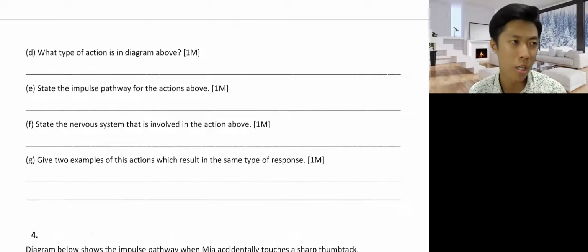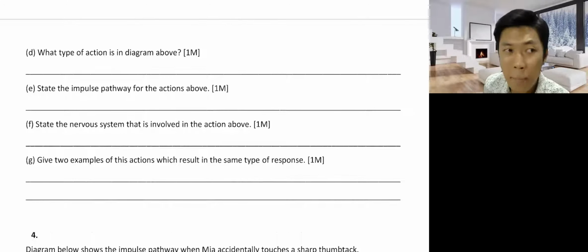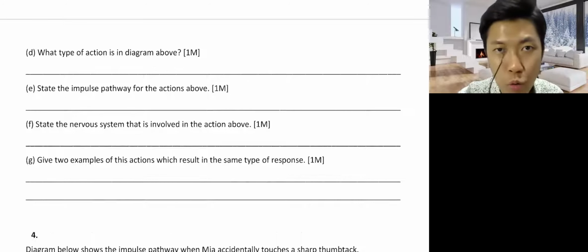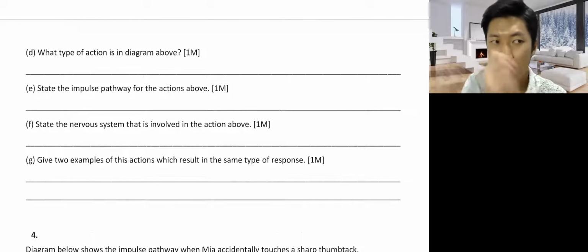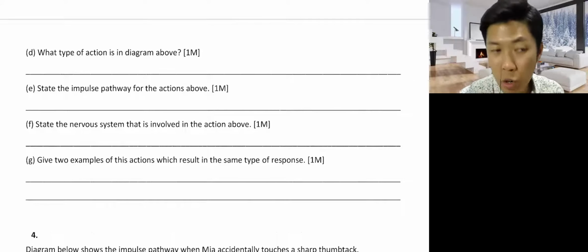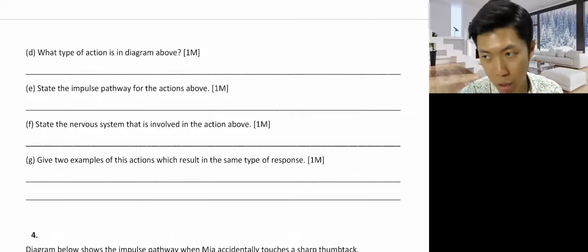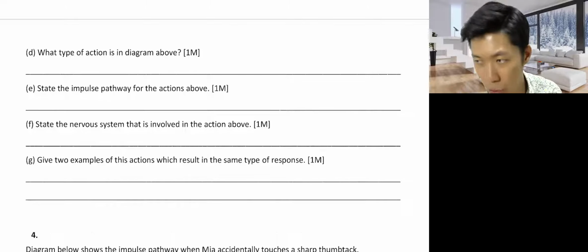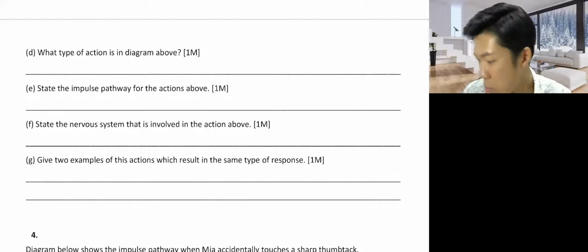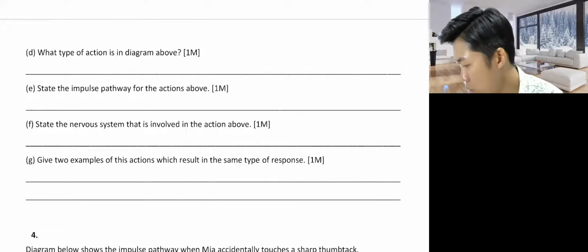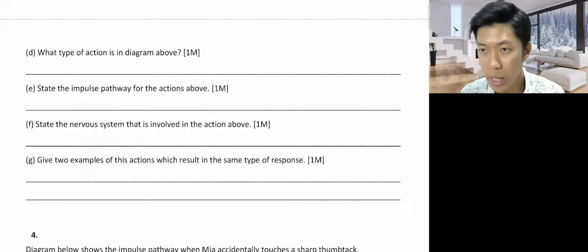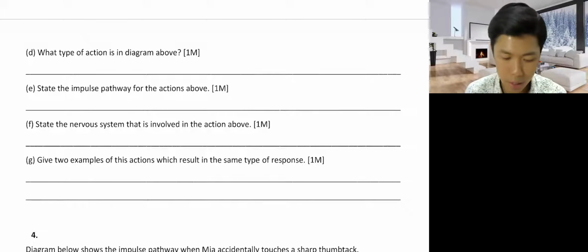Question E. State the impulse pathway. Remember, this is knee jerk. Something is missing. One neuron is missing. Don't tell me you don't know. You must know. One neuron is actually missing.